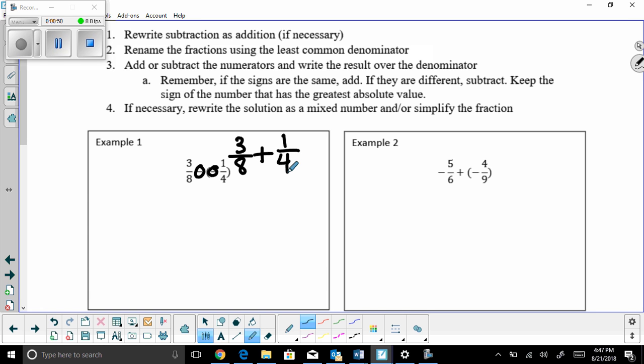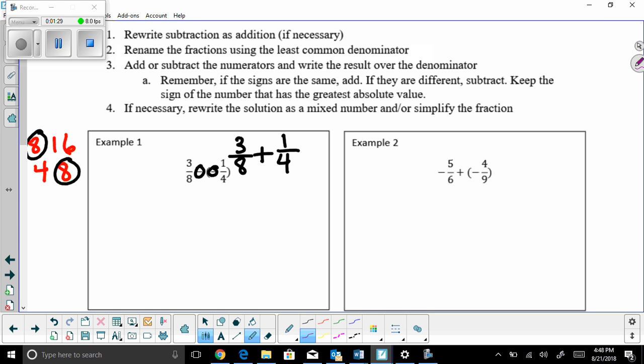Step 2 says to rename the fractions using the least common denominator. So when I look at 8 and 4, I want to figure out what is the least common multiple. When I write out my multiples of 8, I would have 8, 16. I'm going to stop there because I really don't need to go any further. If I were to write out the multiples of 4, I would have 4 and then 8. Well, the first number that these two have in common is 8. You could use a larger number, but you're going to have really large fractions. So we want to use the least common denominator if we can identify it. So my common denominator here is 8.